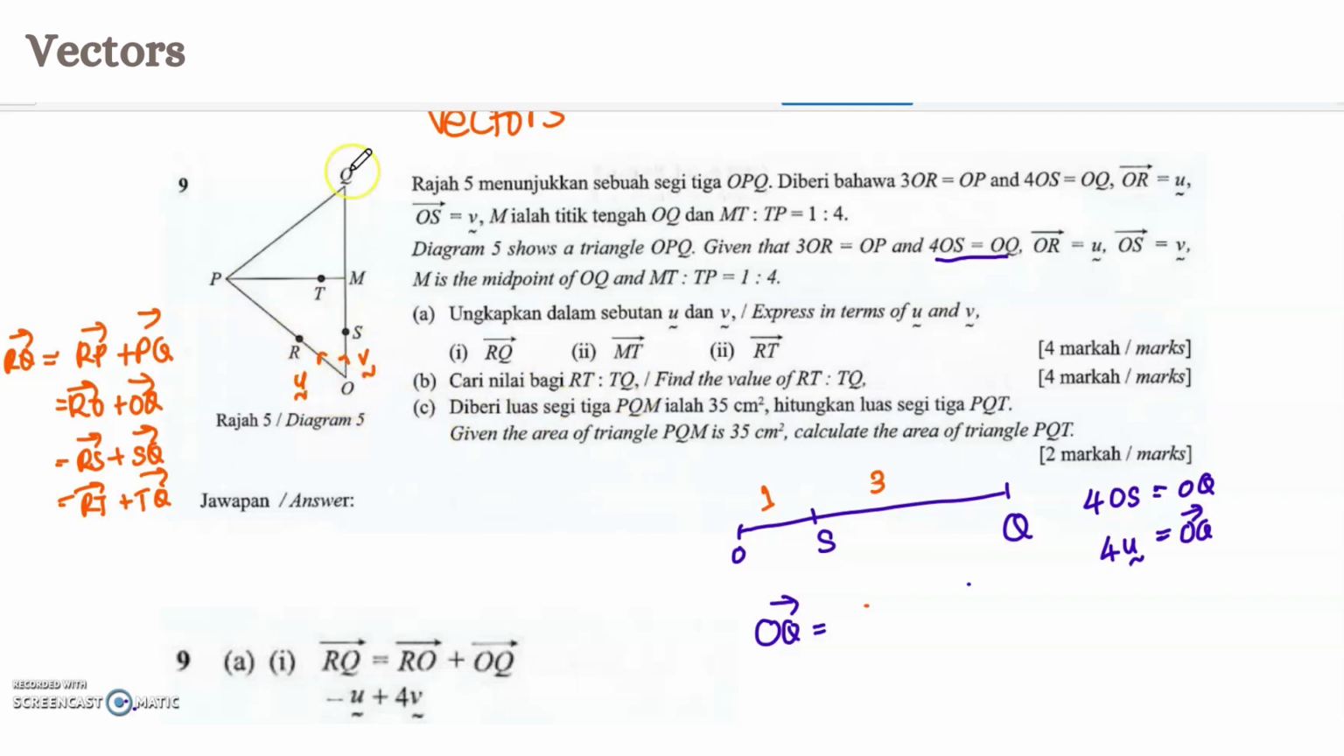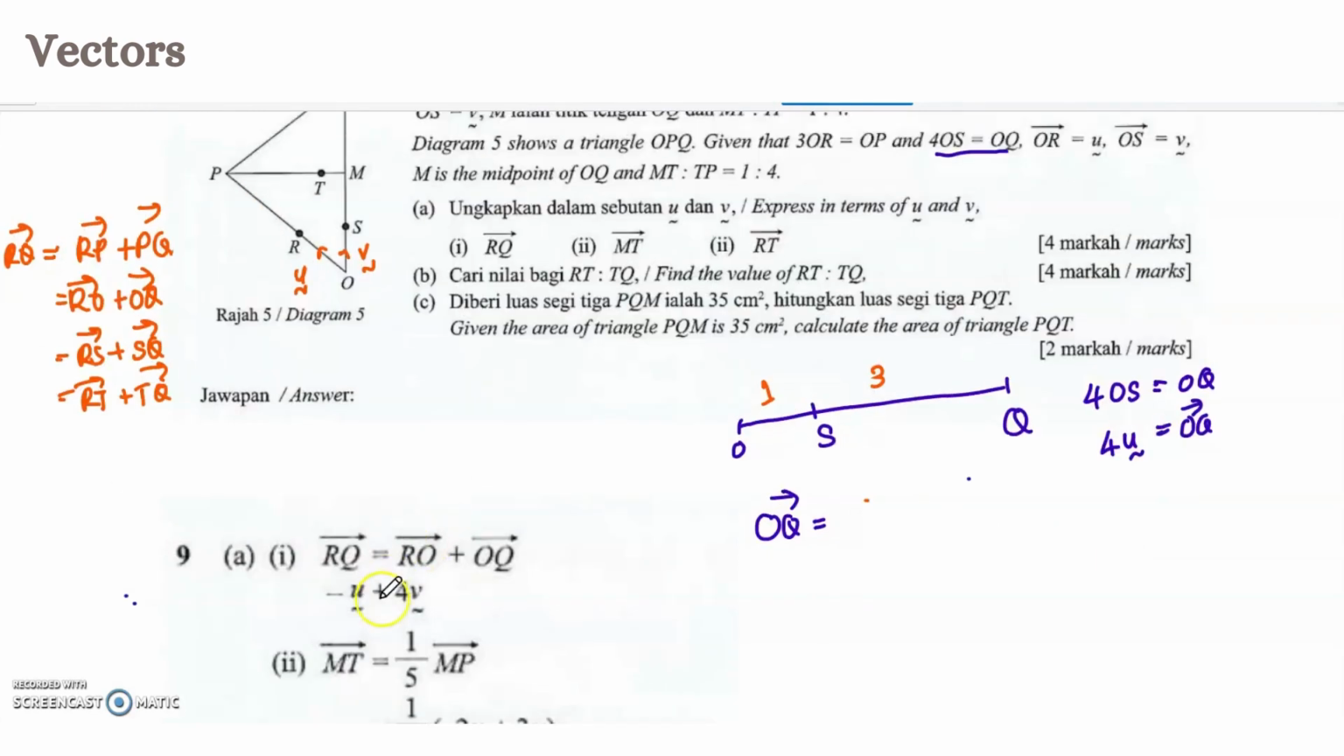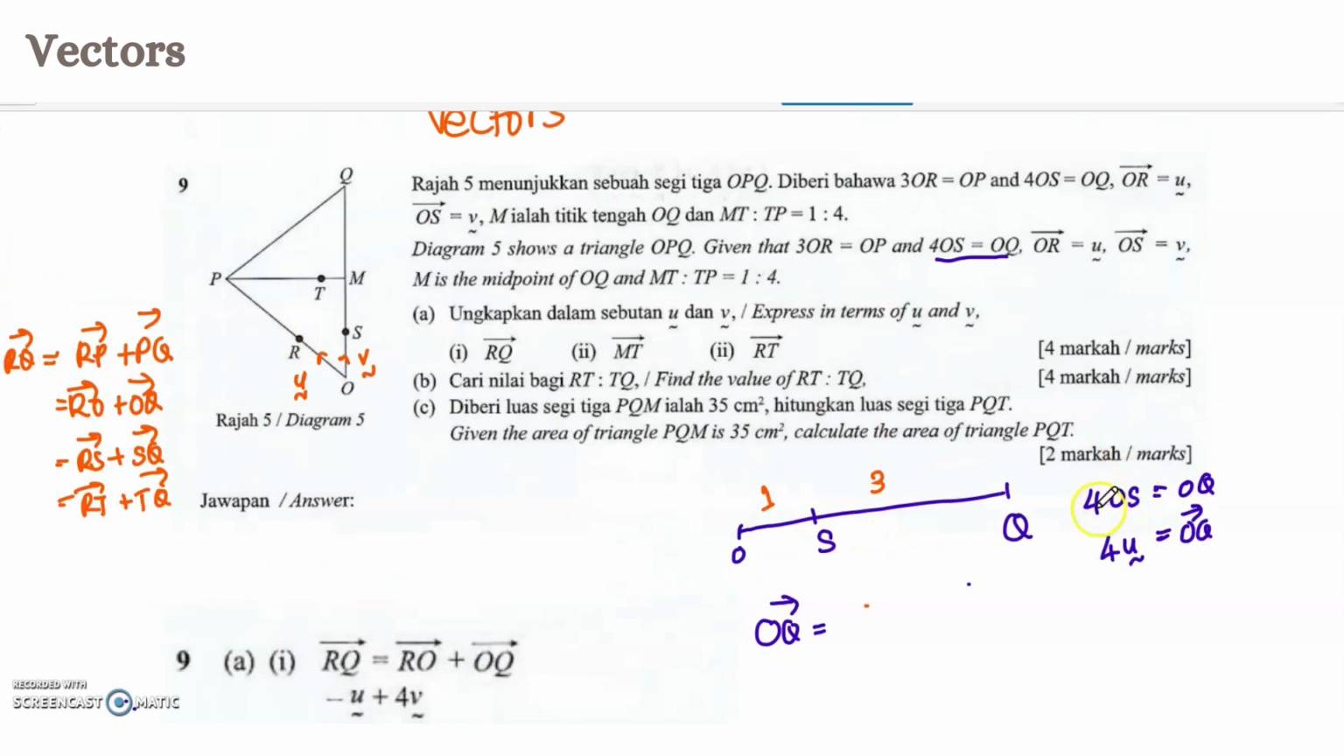And then OQ, you can take it from 4OS is equal to OQ. So we choose the route RO plus OQ. Right now RO is negative u and OQ is 4v. So how did you get 4v? As given, the ratio in the form of equation for OS and OQ, 4OS is equal to OQ.